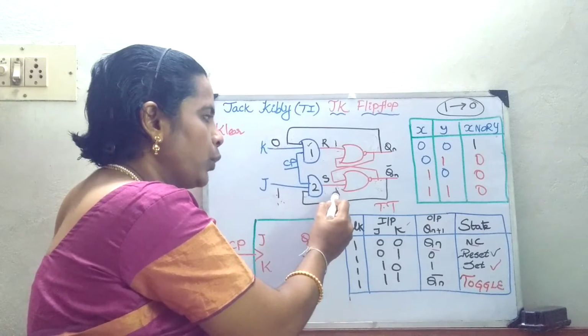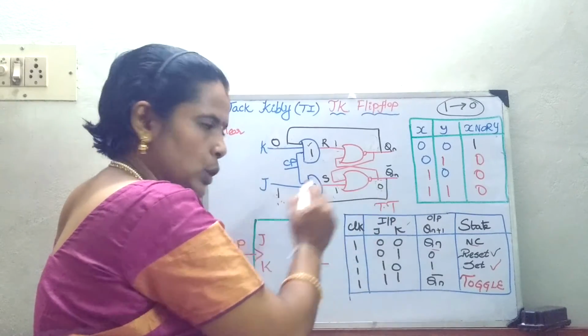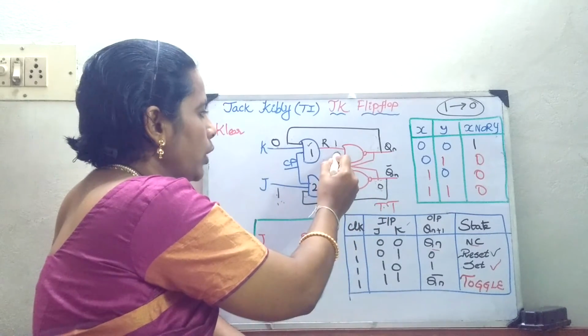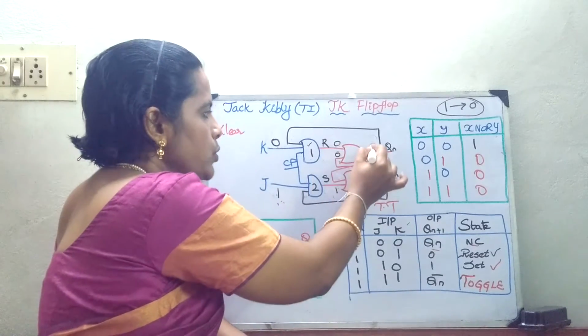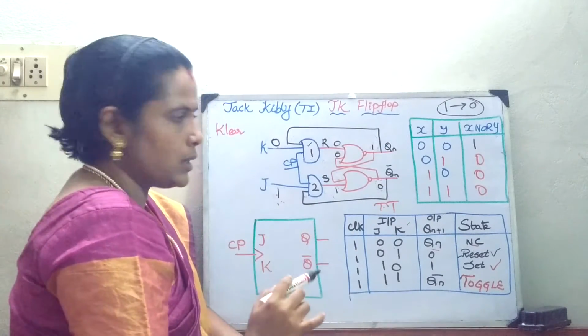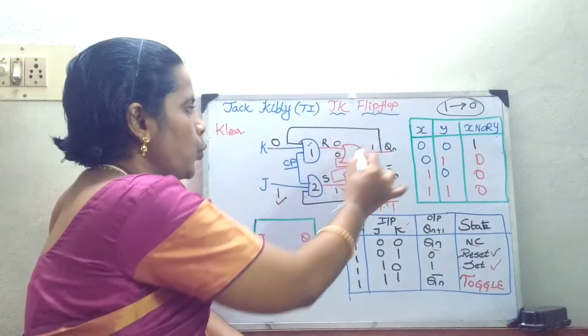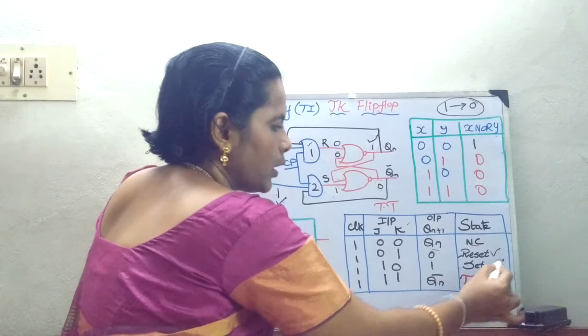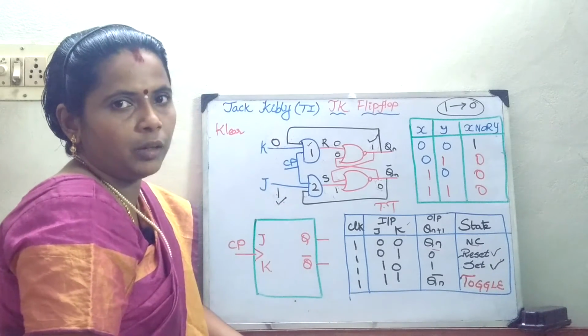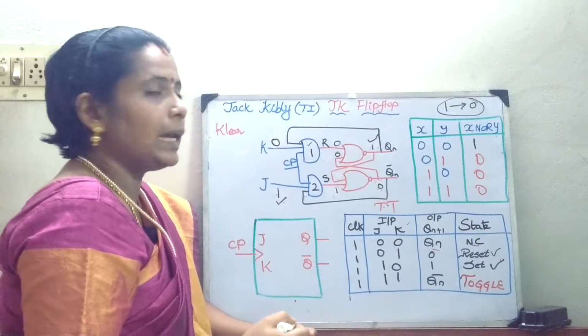You know, if one input is 1, output is going to be 0. Now, this output is going to be carried out. Okay, 0 into 0 is going to be 1. So what is the condition now? When my J is 1, it is going to set my flip-flop. So this condition is verified. Okay, now we will move on to the next condition.